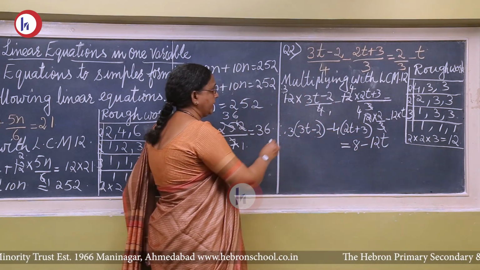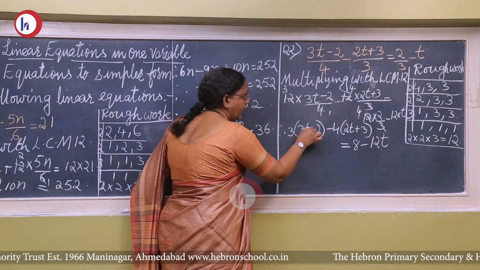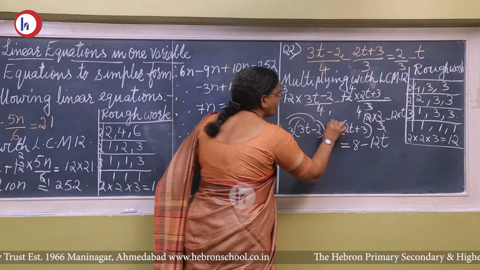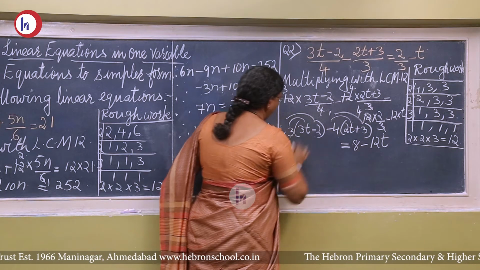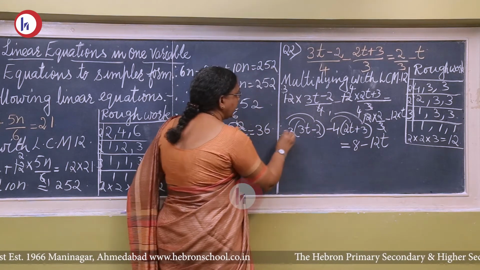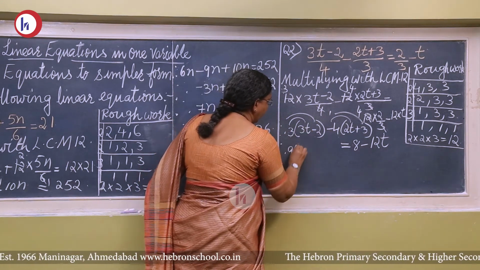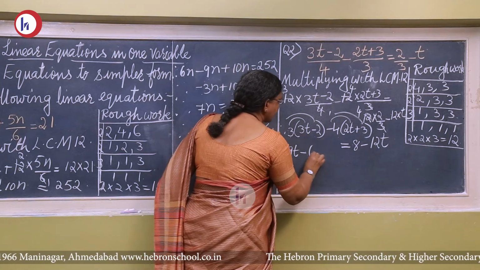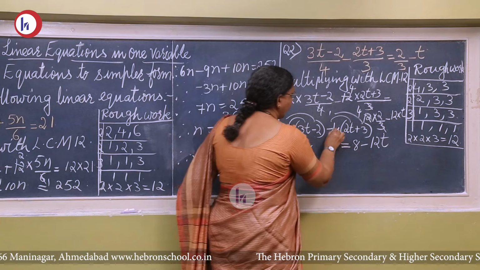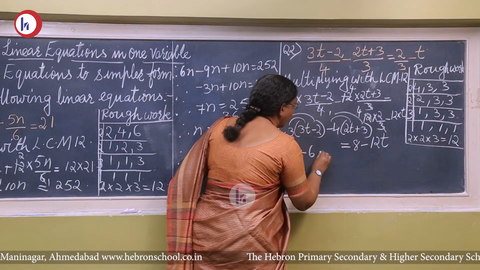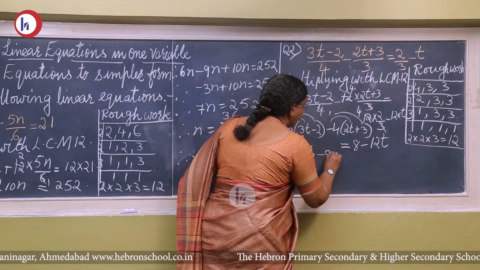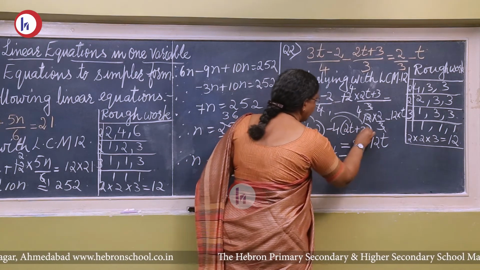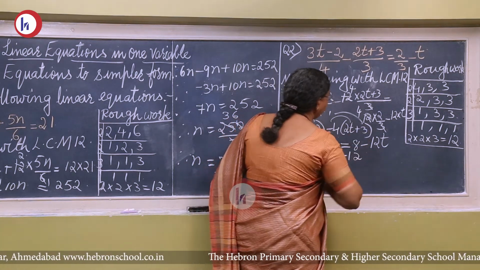Now see that this 3 is common for 3t and minus 2, so both we will have to multiply. Here also both you have to multiply. So therefore 3 3s are 9, 9t minus 3 2s are 6. Then again here minus 4 2 into t, that is minus 8t. Then minus into plus, minus 4 3s are 12.